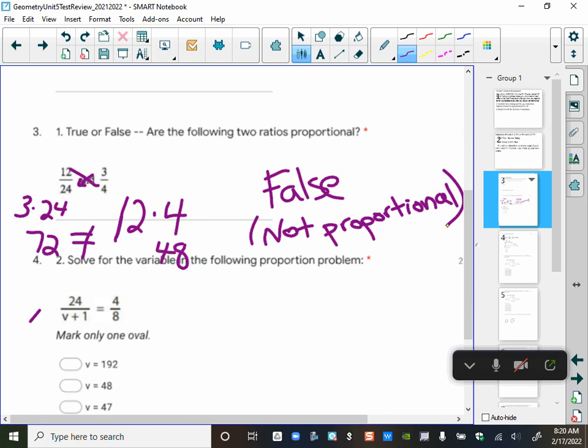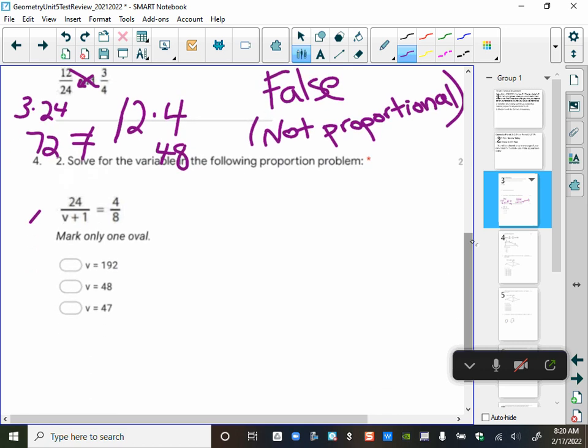Okay. Number 2. This one you really have to be careful. Anytime you have a proportion with an expression, you need to put parentheses around that expression. And then you do your cross multiplying. I'll rewrite it so you all can see it better: 24 over v+1 equals 4 over 8.